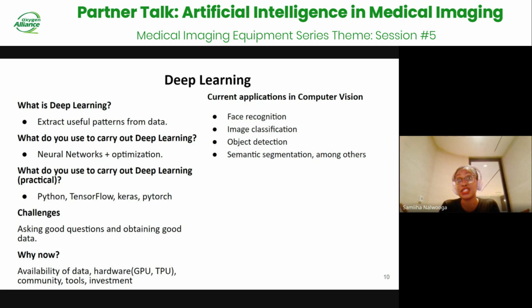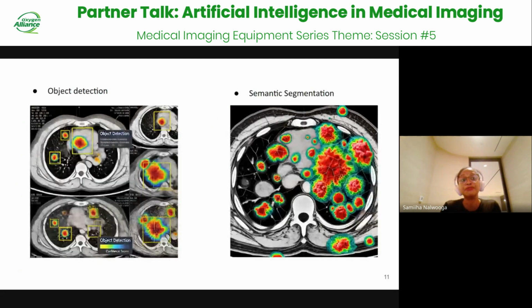That's what we call semantic segmentation. We have algorithms and architectures that can actually do that. So here I wanted to just give you an example of what I've been talking about. For object detection, imagine this is our image. It's going to be able to identify those particular parts that are cancerous and then draw bounding boxes around them. That's what object detection does. That is the power of artificial intelligence.